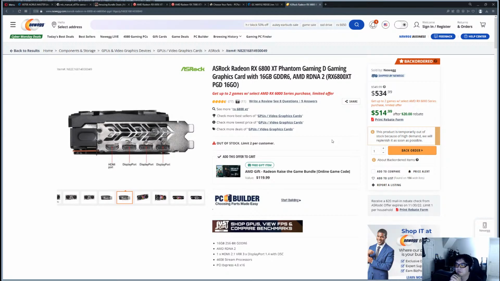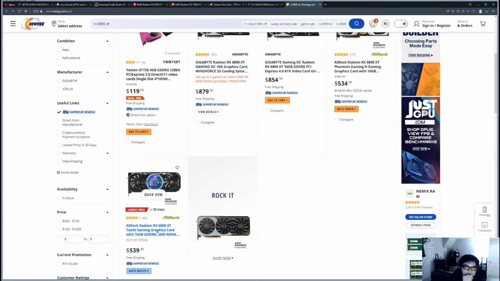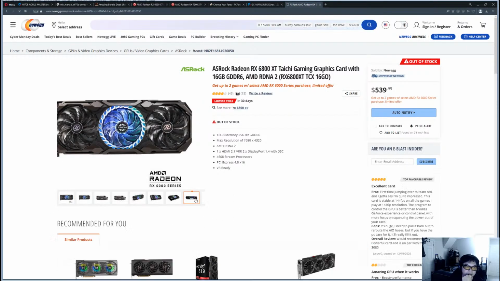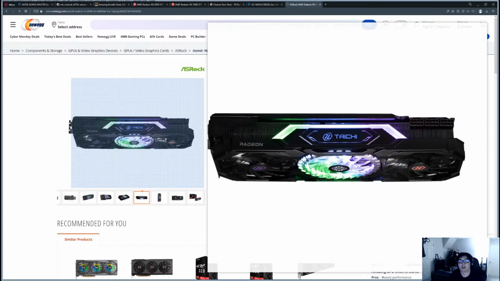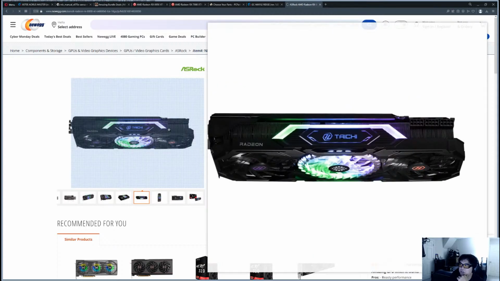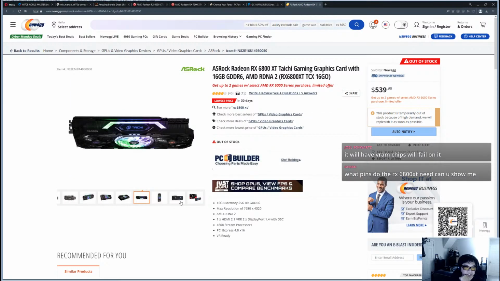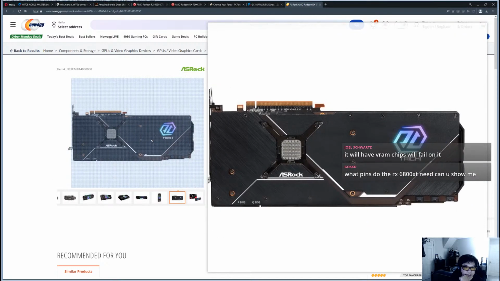What pins does the 6800 XT need? Dual 8-pin. You need dual 8-pin. Without even looking, I can already tell you. But I'll look. Oh, I'll take that back. Triple 8-pin. You need triple 8-pin for the Tai Chi. The Phantom is dual. The Tai Chi is triple. You can see it, like right here above me. There's three 8-pins on there. So you need three 8-pins for this. Right there, there's another view of it.